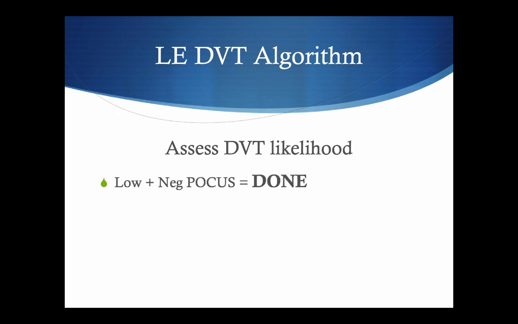So, and we only care about negative, right? If it's positive, we know what we're going to do. We're going to treat them, so I'm not going to talk about those. But if they are low likelihood and you have a negative quality point-of-care ultrasound, you're done. They don't need anything else. No follow-up, no serial ultrasound, nothing. That's guideline-based. That's what the guidelines say.